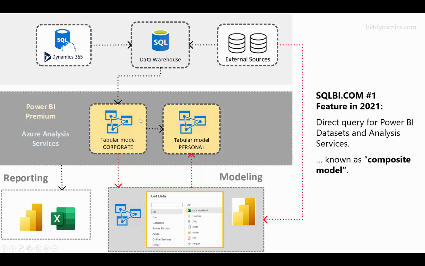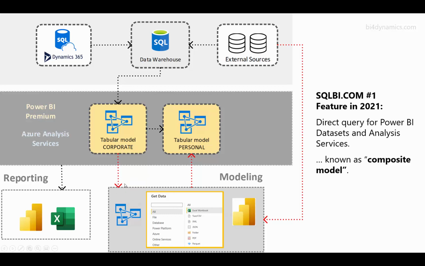So the data that we have seen are hosted in a tabular model, a corporate model. This one hosts 135 dimensional and 45 transactional tables. What a composite model means is that we are combining two things: the corporate model and the personal data.